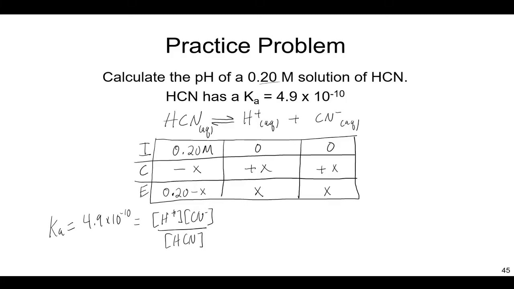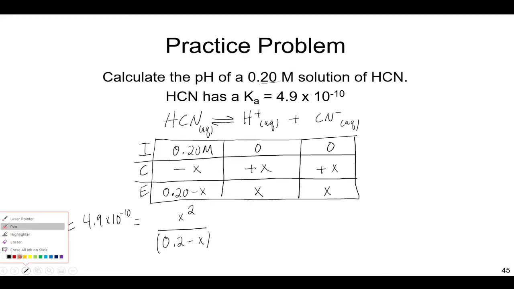Okay, and now I have my equilibrium values. So H plus, that was x. CN minus, that was x. HCN, that's 0.2 minus x. Okay, so this numerator is really x squared. Now, let's assume x is small.